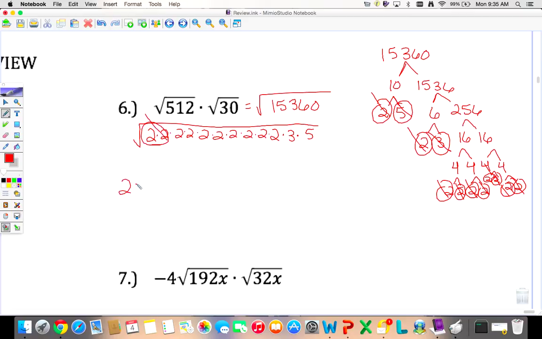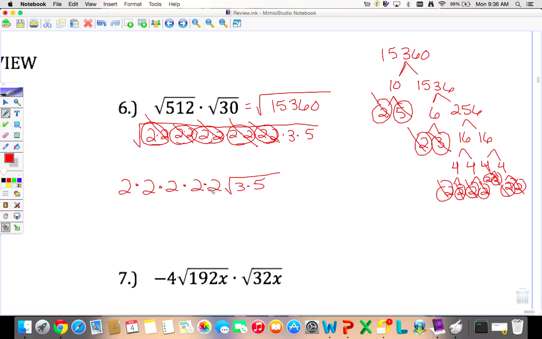Okay, circle your pairs, cross them out. So there's 1, cross it out. 2, cross it out. 3, cross it out. 4, cross it out. 5, cross it out. And then I have no pairs. All I'm left with is just 3 times 5.